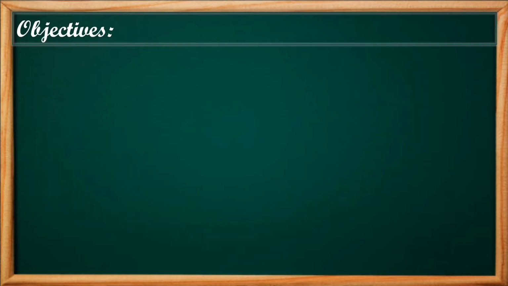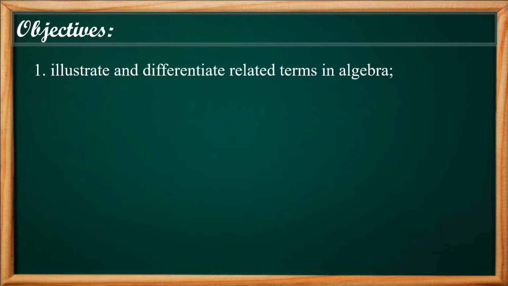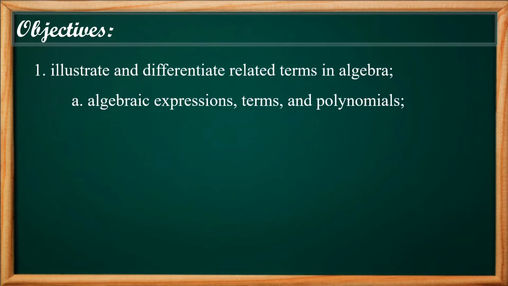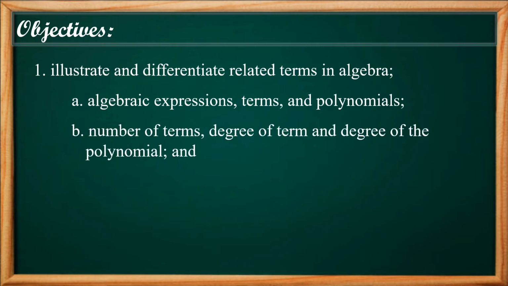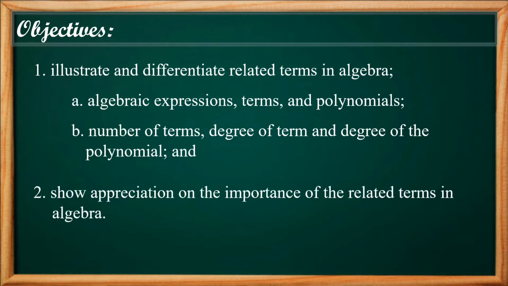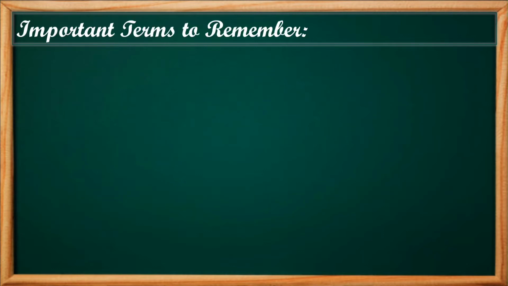Okay, let's have here the first. The objectives for this video are: illustrate and differentiate related terms in algebra, which are the algebraic expression, terms, and polynomials, number of terms, degree of term, and degree of polynomial. And the second one is to show appreciation of the importance of the related terms in algebra.